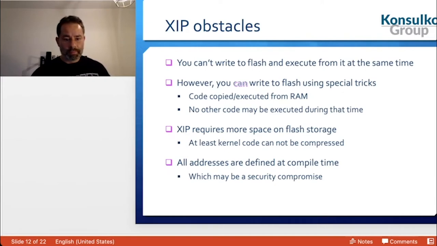Another problem is that if you're running something directly from storage, you cannot compress it. So XIP requires more space on flash storage because at least the executable code cannot be compressed. And finally, you have to define all addresses at compile time, which may be a security issue. Well, let's not talk about it right now. This is something that obviously can be a separate talk. There's a lot to say about XIP and security, and let's make it another presentation.